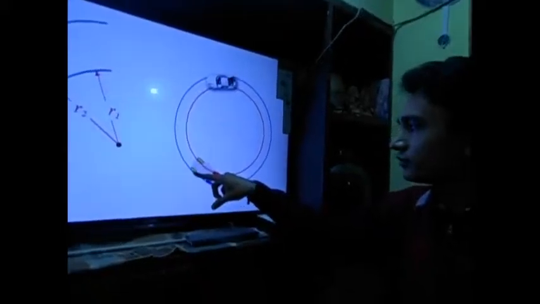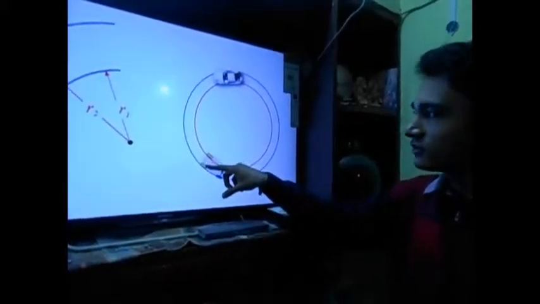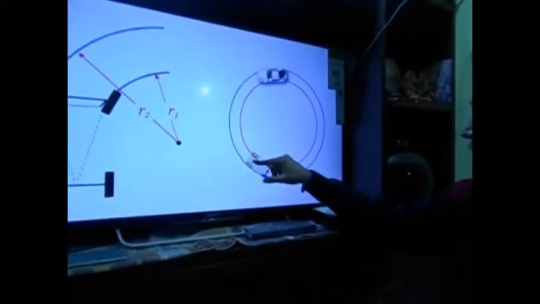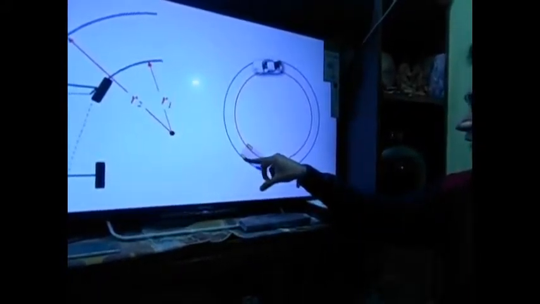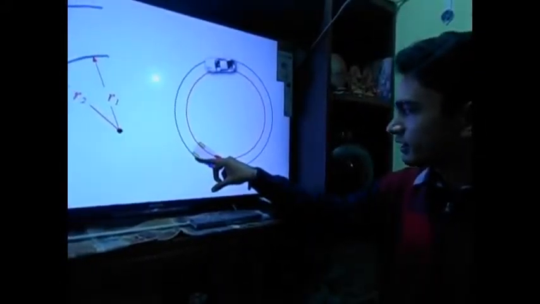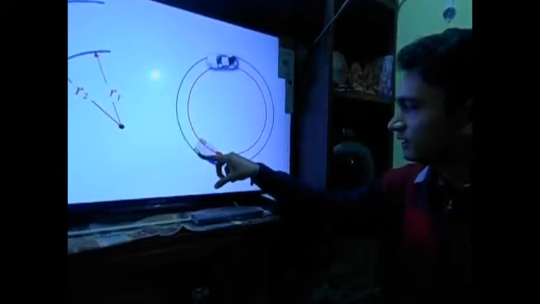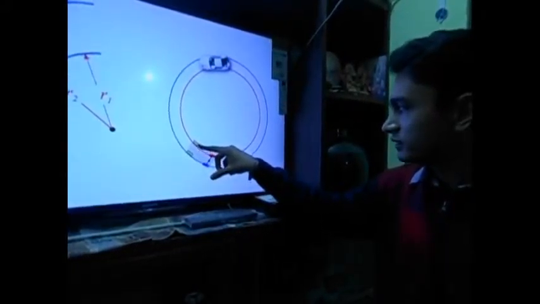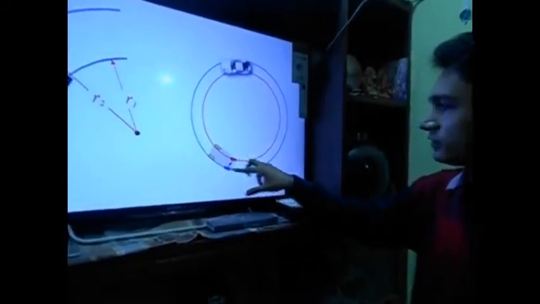The differential allows for this to happen because it transmits power to the wheel with the lowest resistance. The right wheel in this case is the wheel with the lowest resistance, so it transmits higher speed to the right wheel and lower speed to the left wheel. This allows the car to turn on a corner smoothly.